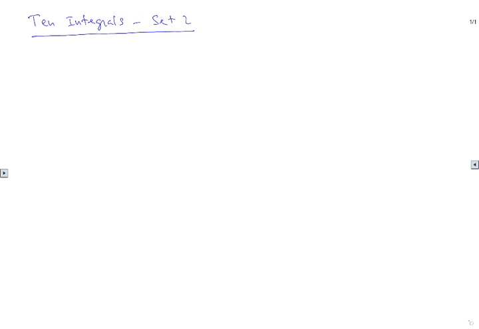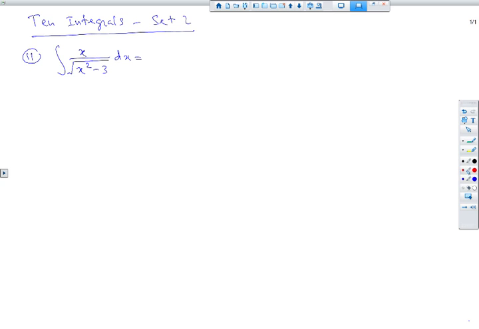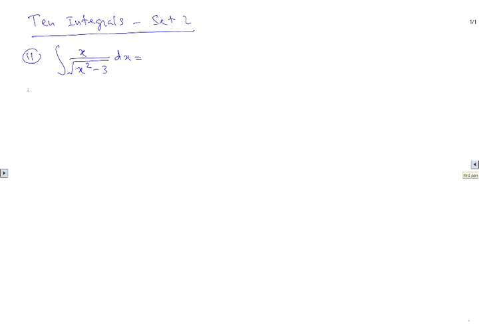So this is the 10 integrals set number 2. So number 11. We can do this integral: x over the square root of x squared minus 3. If you get a problem like that, the typical way to do it is the u-sub. So we can do u equal x squared minus 3.